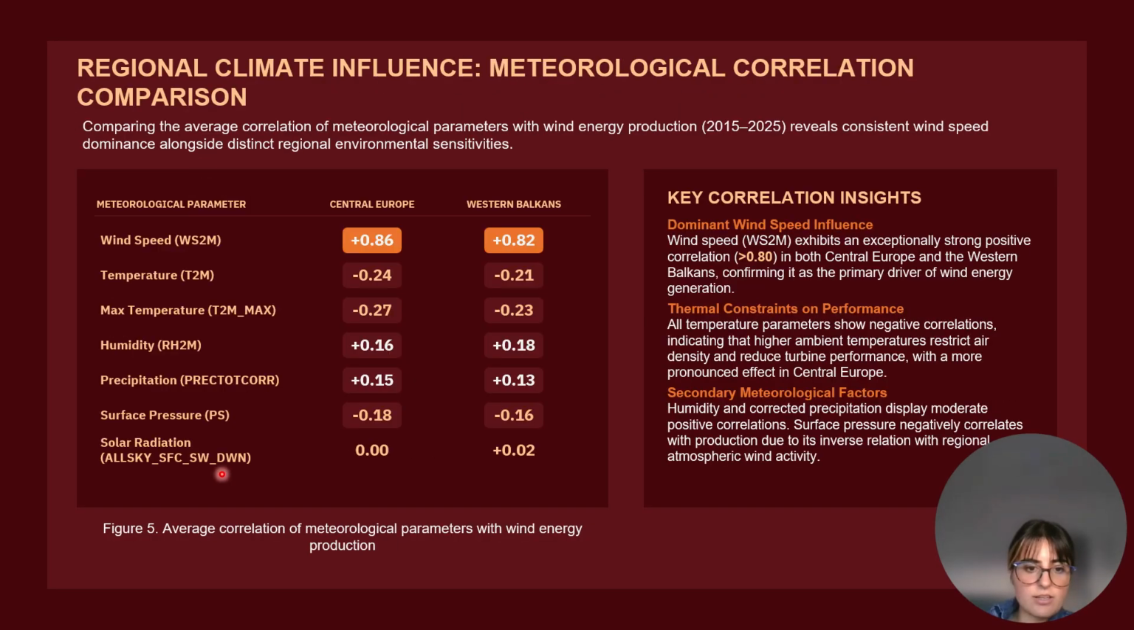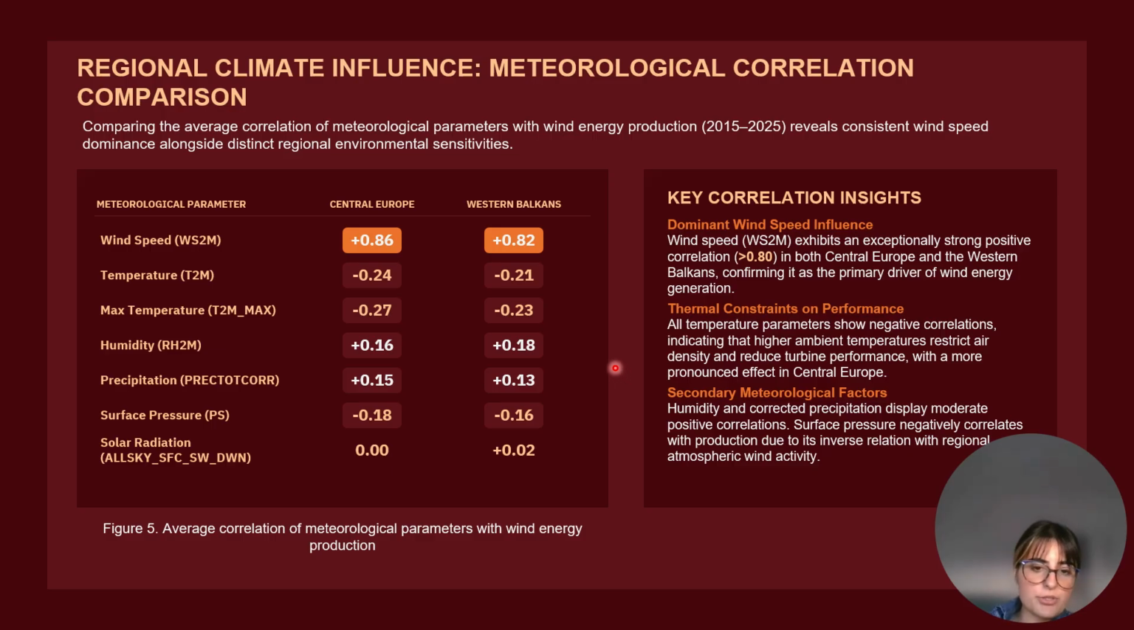Here we have the average correlation of meteorological parameters with wind energy production, and we can see that wind speed is the most important one, followed by humidity and precipitation, while temperature, solar radiation, and all other meteorological parameters are not that important to take into consideration, as it's the wind, the humidity, and the precipitation.